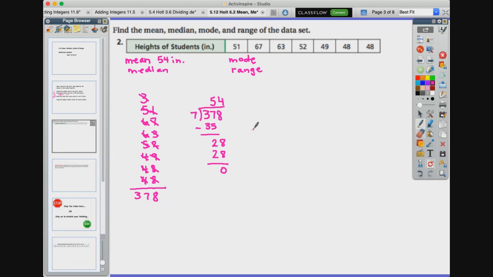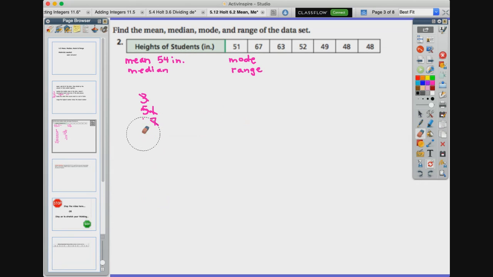All right. Now, I'm going to get rid of my work. You do not erase your work. I'm just going to run out of room so you can see all the data. You don't erase your work, though. You leave it there. Okay?